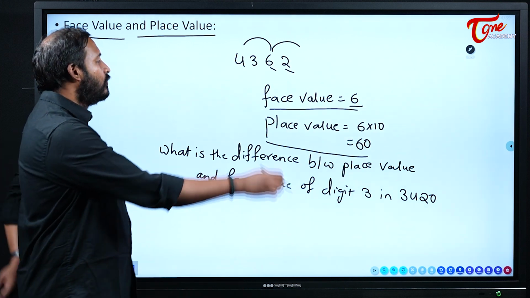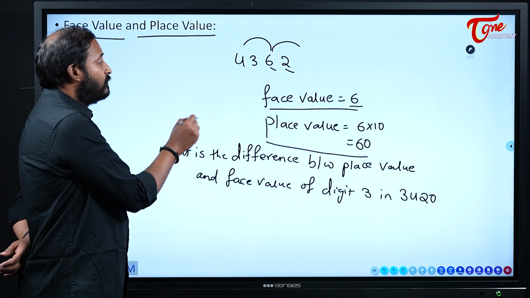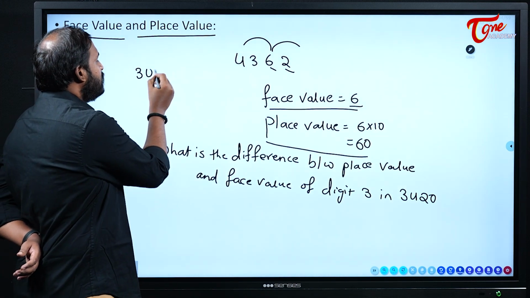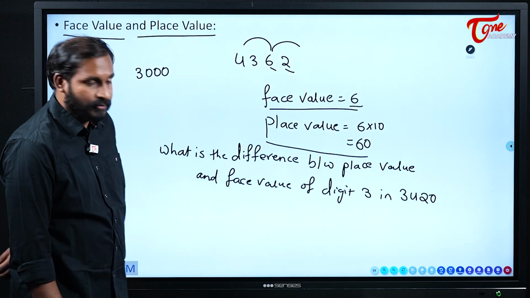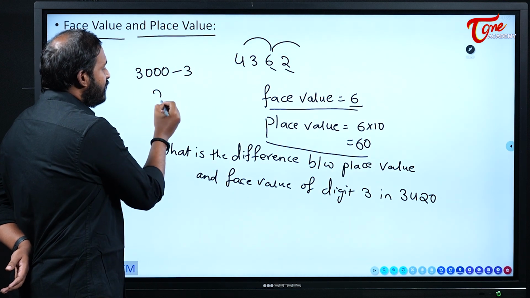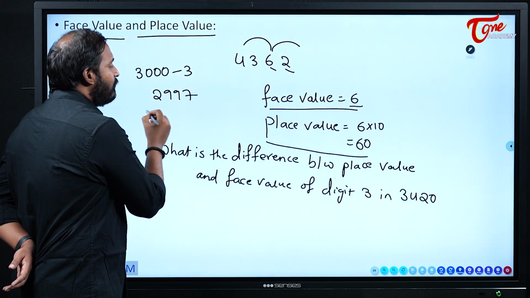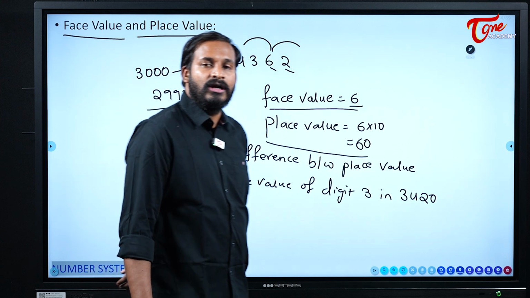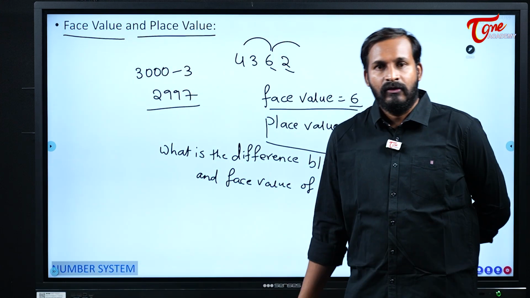So, now what is the place value? We have 3000. Why? Because 3 is in the thousands position. What is the face value of this 3? 3 itself. So the difference between these two will be 2997. This is the only concept of this one. Okay. Next.